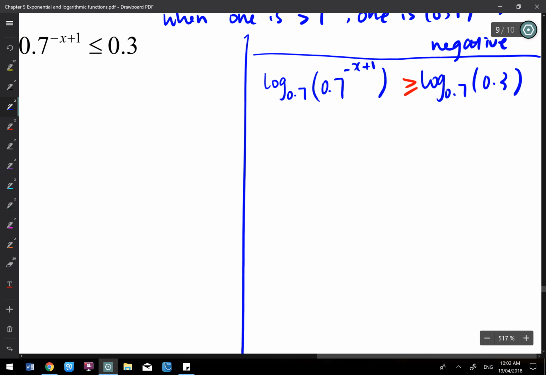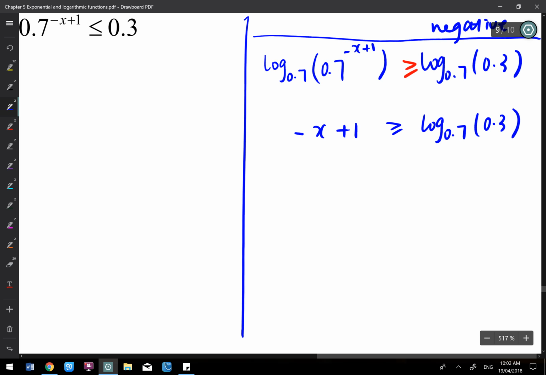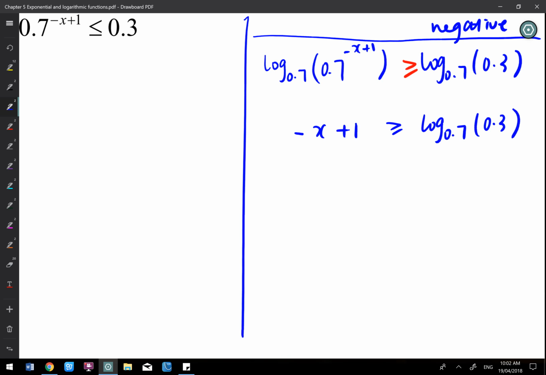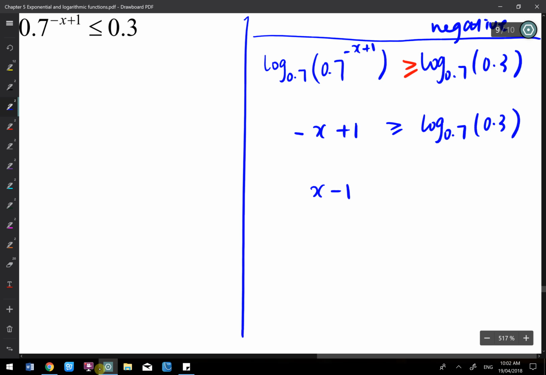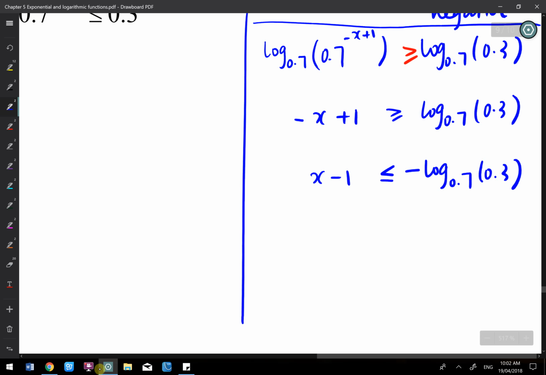But it's easier after that. This side will be minus x plus 1 greater than or equal to log base 0.7 of 0.3. Okay, I'll multiply by minus 1 on both sides. The sign will flip again. And x is less than or equal to 1 minus that.